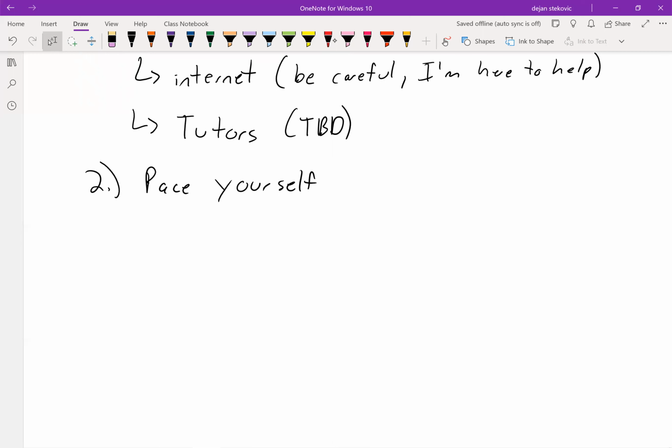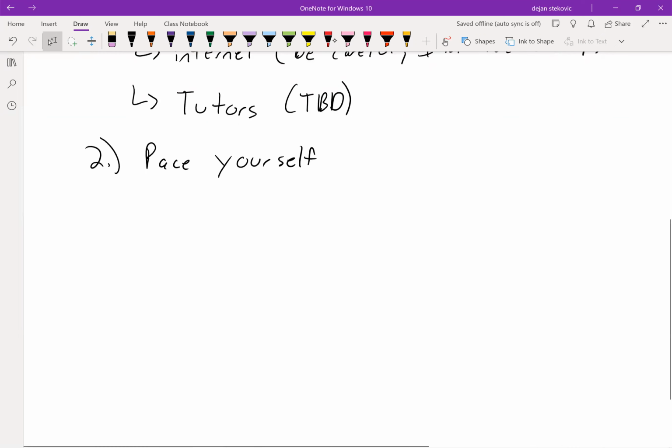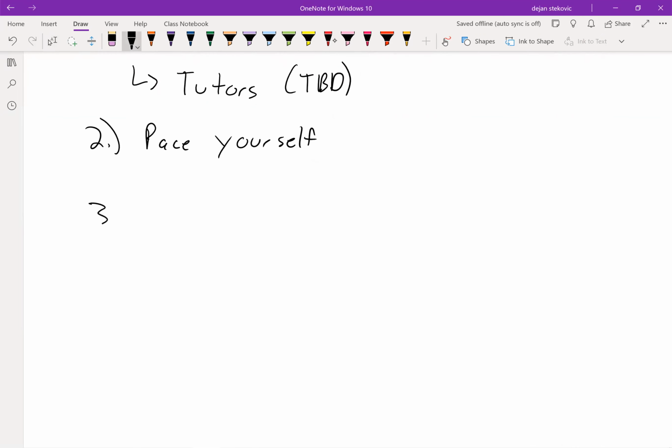So pace yourself: do a little bit of studying, rest a little bit, do a little bit more studying, rest a little bit. At first, that might seem more tedious than cramming, but in the long run, it'll actually save you a lot of time. Because again, cramming doesn't lead to long-term memory. You'll learn something, you'll cram it, and then a couple weeks later, you're going to forget it. And when you take the next exam or the next course in the sequence, you're just going to have to relearn it. Tip number three is active learning.